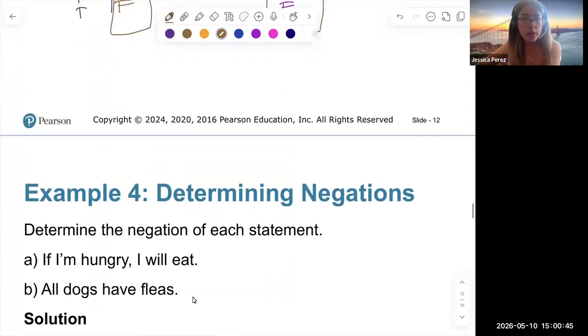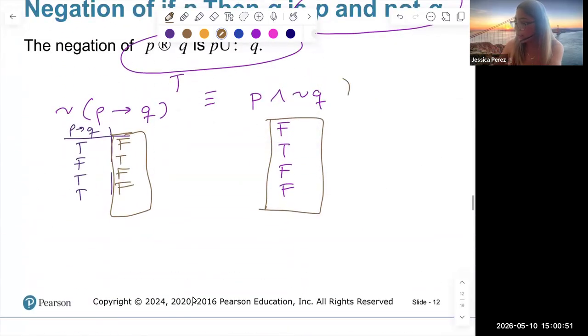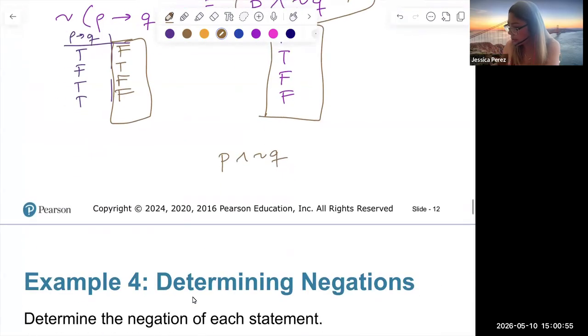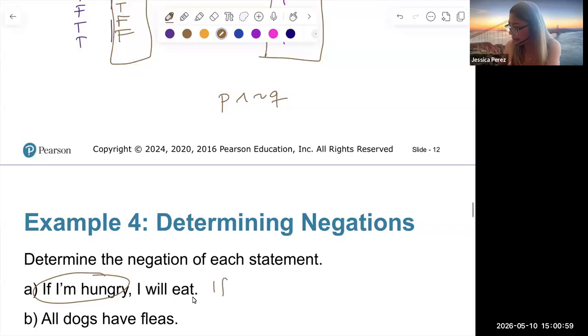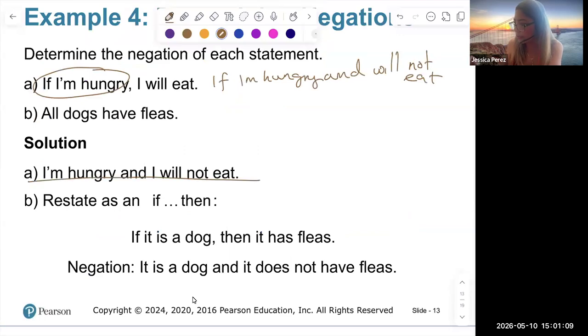Now let's look at the next one. If we're determining negations: if I'm hungry, I will eat. So remember, what does that mean? If we are negating a statement, it would be P and not Q. So if I'm hungry and I will not eat. So again, if I'm hungry and I will not eat.